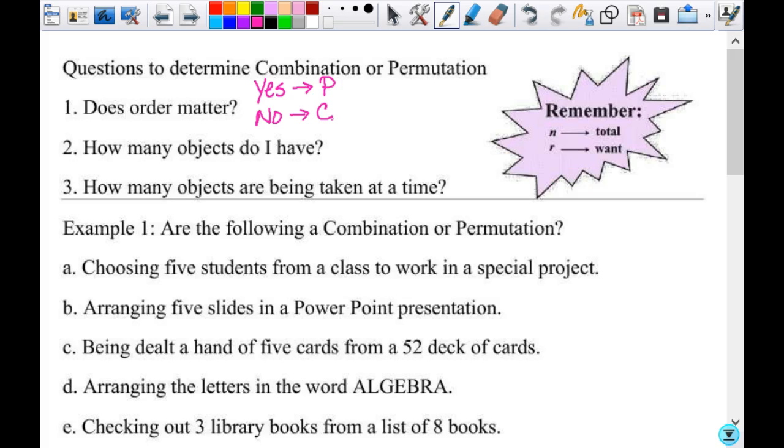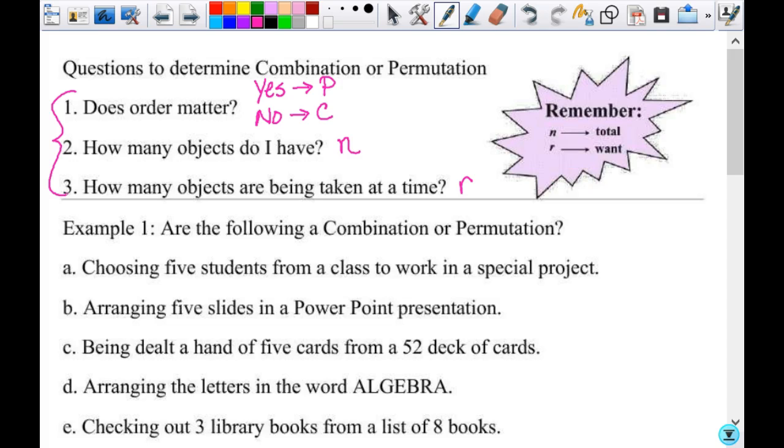Then you figure out how many total objects do I have. That is your N. And how many things are being taken at a time. That is your R. So these 3 questions right here need to be answered before you start trying to plug anything into anything. All right.